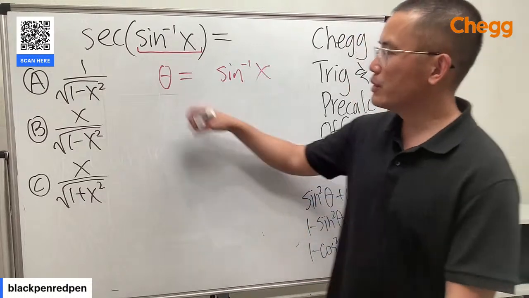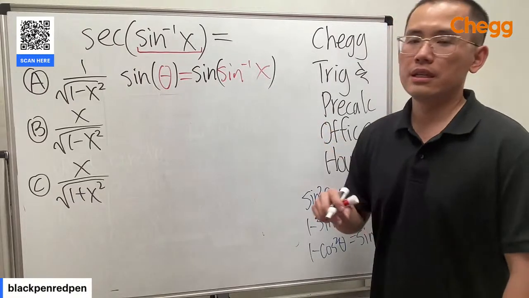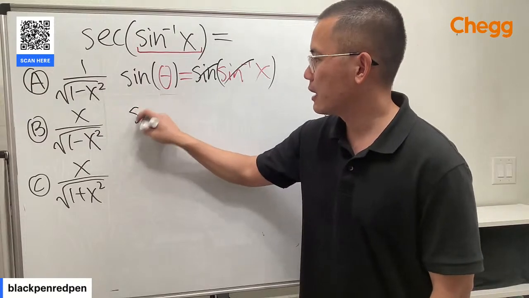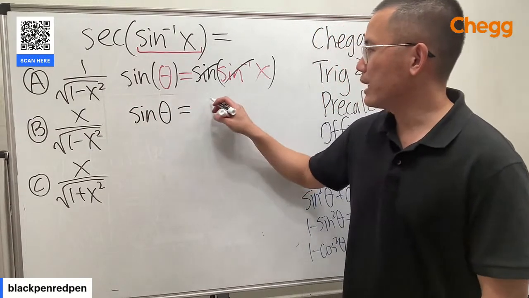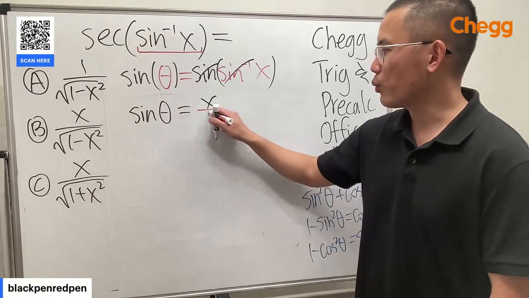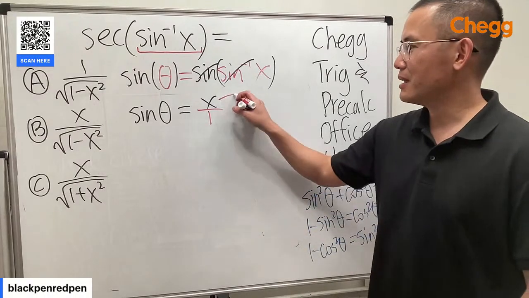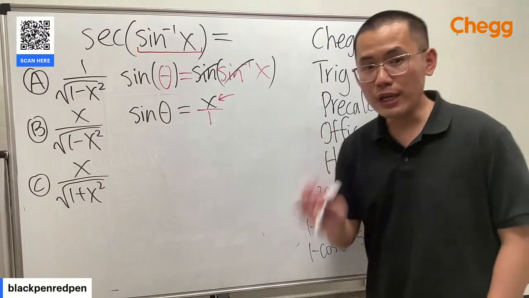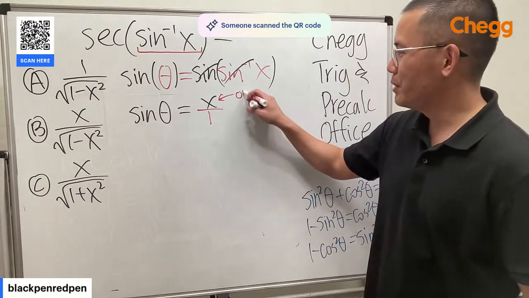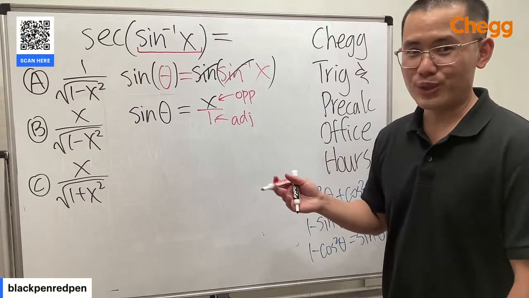Then we can do this. I'm just going to apply the sine to both sides, so that this and that cancel. Then we are looking at sine theta equals x. For x, we can write it as x over 1. The reason we do this is because we can use a right triangle. The definition of sine on a right triangle is opposite over hypotenuse. Then draw the right triangle.